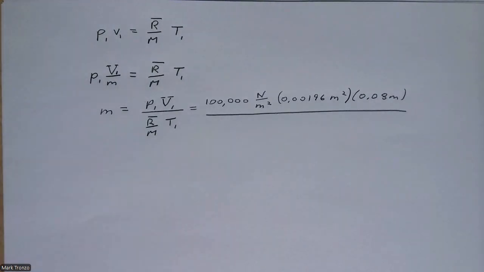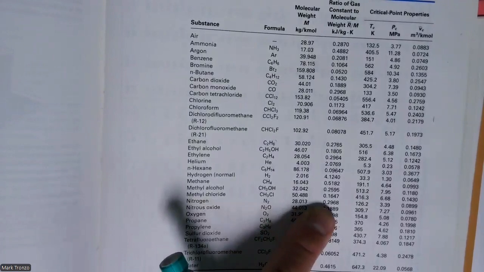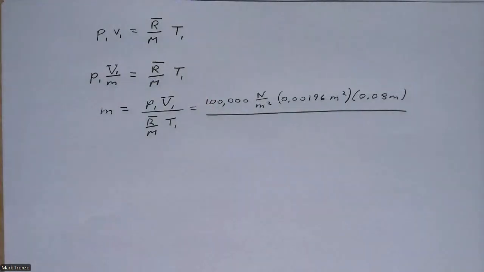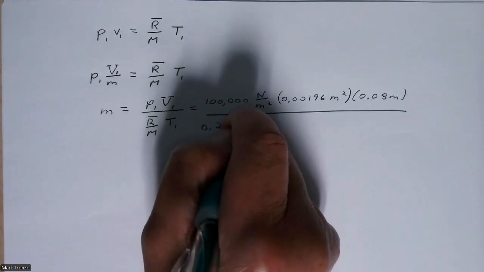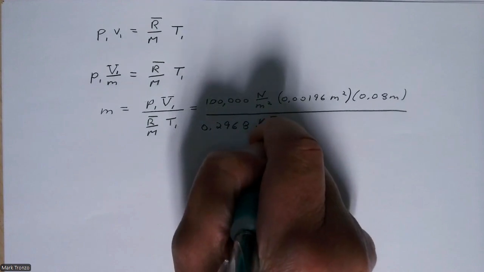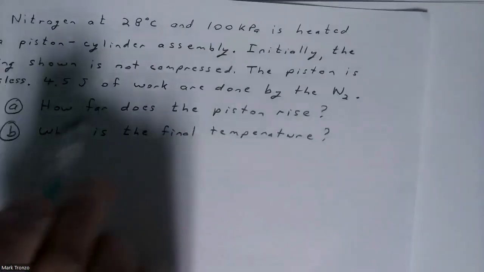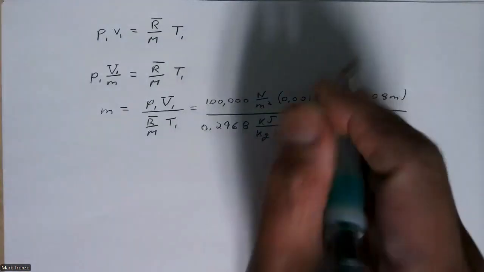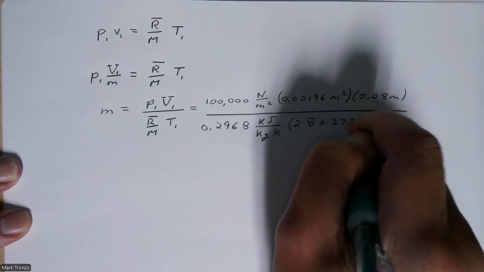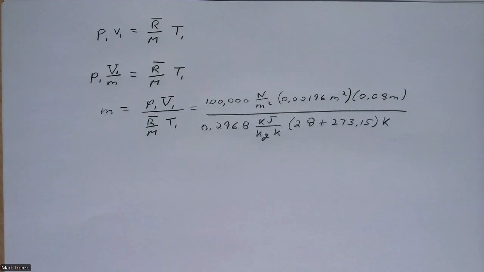And then for R, if we look in the back of the book for nitrogen, our R bar over M is going to be 0.2968 kilojoules per kilogram degrees K. And then the T1, our initial temperature, was 28, but it's going to have to be in degrees K. So we're going to do 28 plus 273.15, and that's going to be K like this.